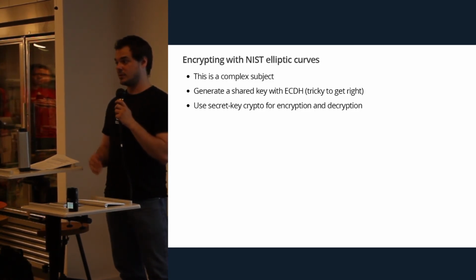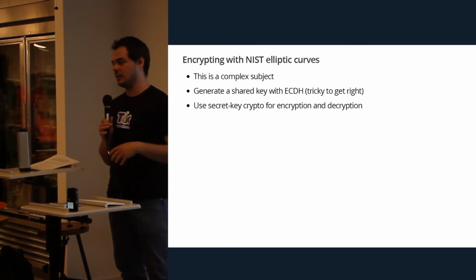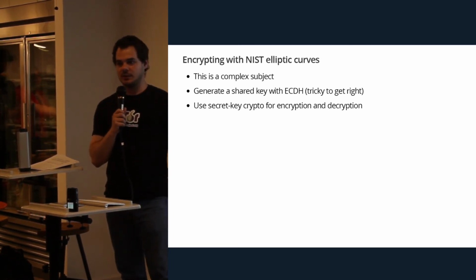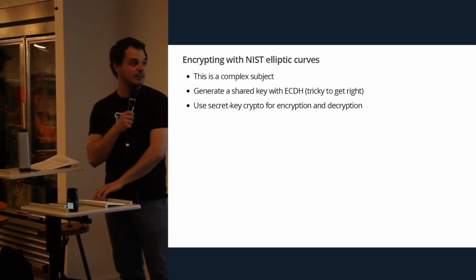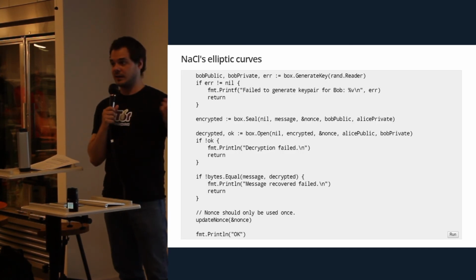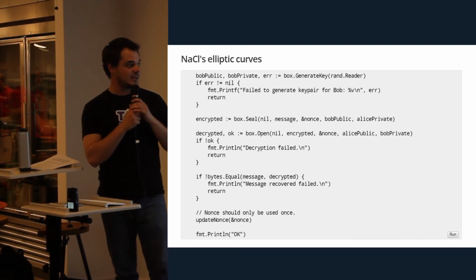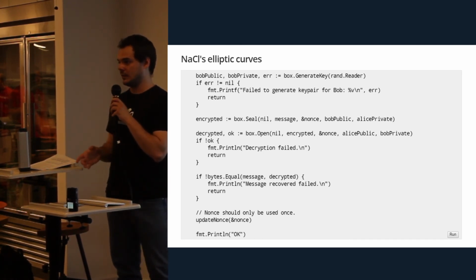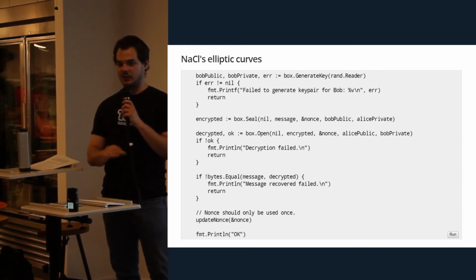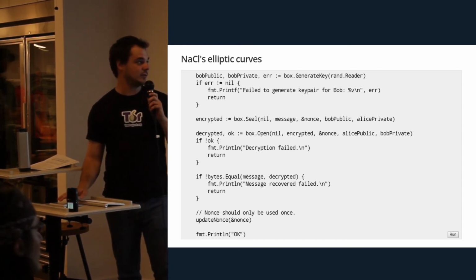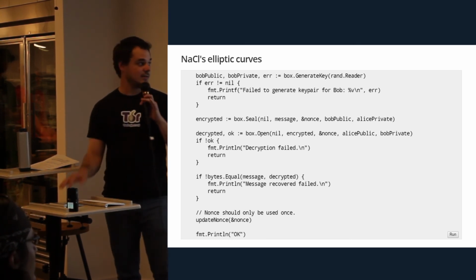Encrypting with these curves is complicated, because we basically have to negotiate a shared key and then switch to symmetric crypto. I'm not going to cover that here because it's a little bit more complicated. The NaCl library also has elliptic curves, but they work differently. The easiest way to use it is just to use the functions in the package for sealing messages and opening messages, and it'll handle all the lower-level details for you. You don't even have to worry about how you get the secret key or what the secret key is.